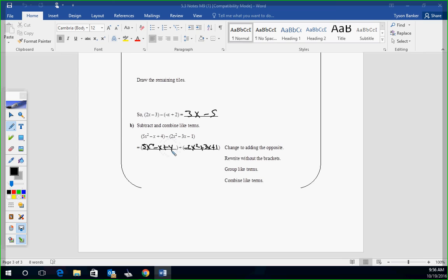I know it's hard. This pen's a little bit, I mean, I have bad handwriting already, but trying to squish in there, sorry. It's a negative 2x squared there. 5x squared minus 2x squared is 3x squared. Okay, so if I group them, I'll group them first. Sorry, I'm skipping a step here. There's my x squareds grouped. My x is grouped. And my 1's grouped.